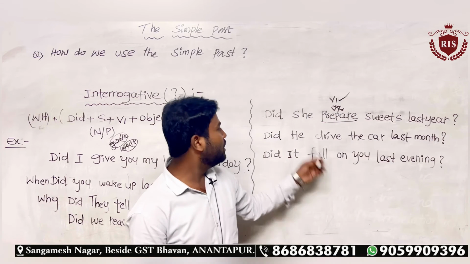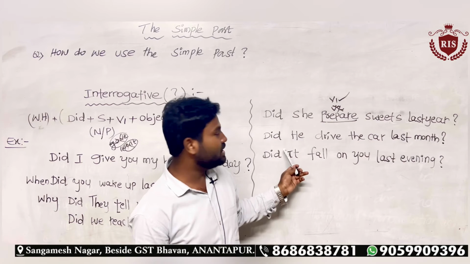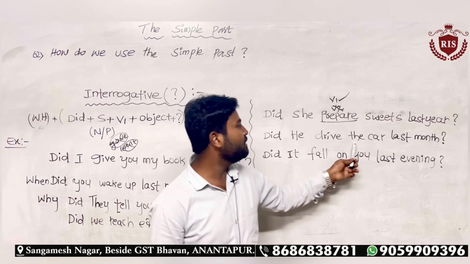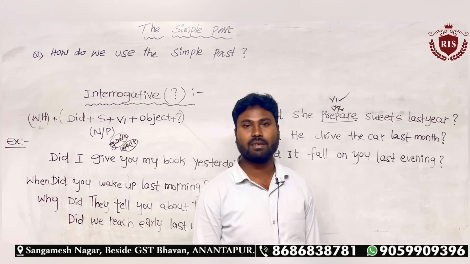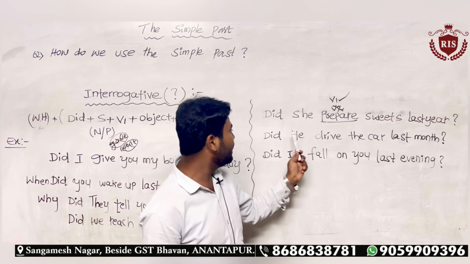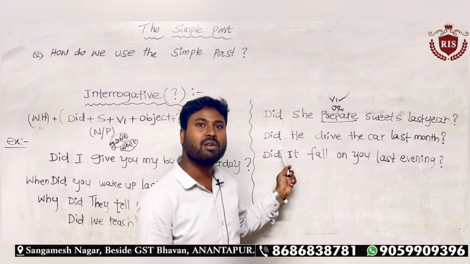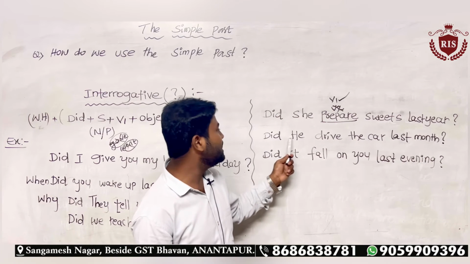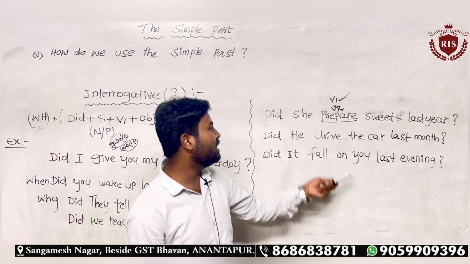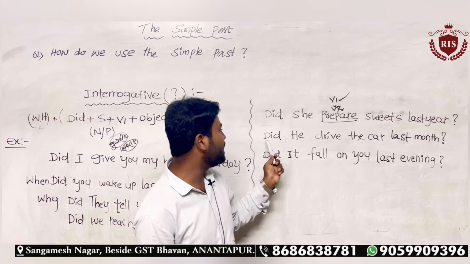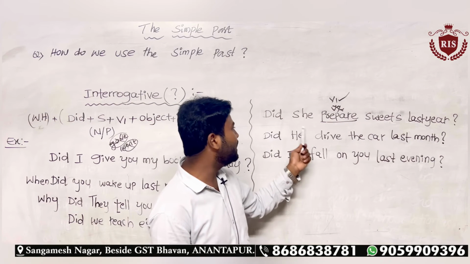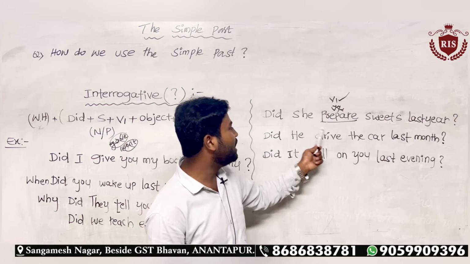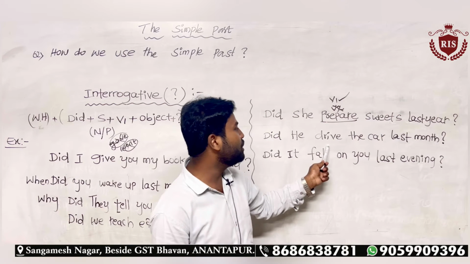Next, the next example is, did he drive the car last month? Even for the pronoun he, we use the same auxiliary as we have learnt earlier. Did he drive the car last month? Again the question starts with the did auxiliary. After did there is a subject. After the subject there is the infinitive form of the verb.